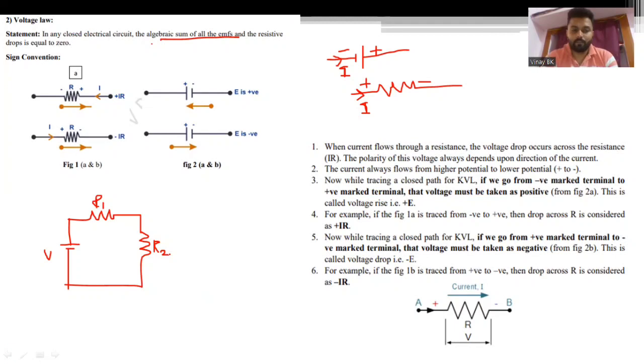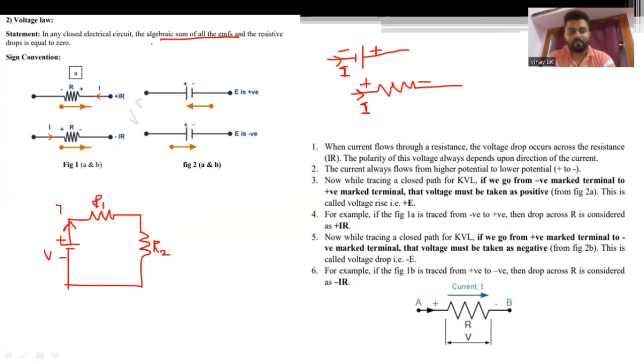Based on the supply as a priority. As I told, in case of supply, the current is flowing from lower potential to higher potential. So you can see now lower potential is minus, higher potential is plus. If the direction of the current is not given, you only give the direction of current by considering the voltage supply source as a priority. So this is the direction of current.